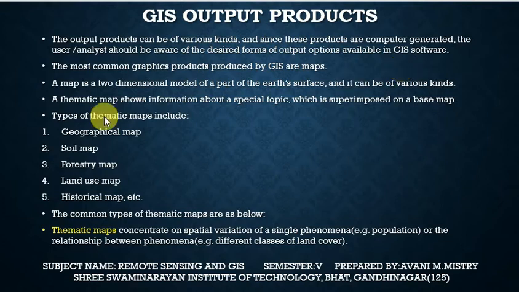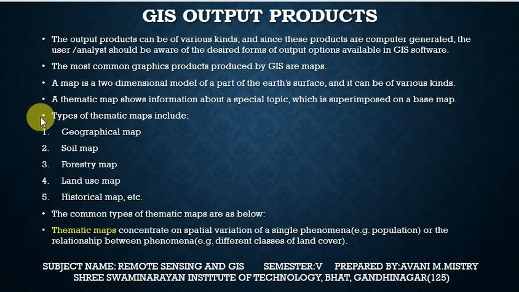The most common graphics products produced by GIS are maps. A map is a two-dimensional model of a part of the Earth's surface, and it can be of various kinds. A thematic map shows information about a spatial topic which is superimposed on a base map.